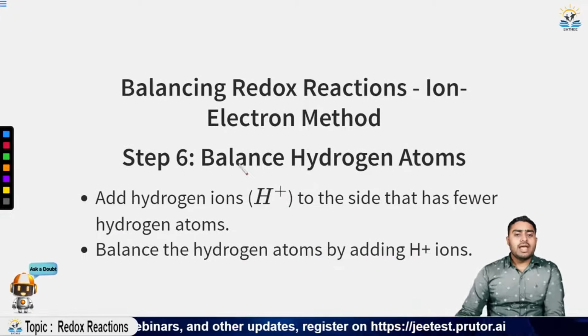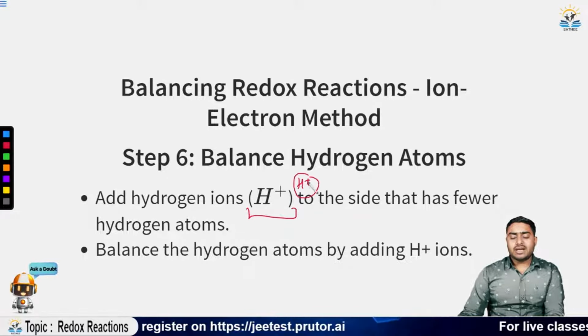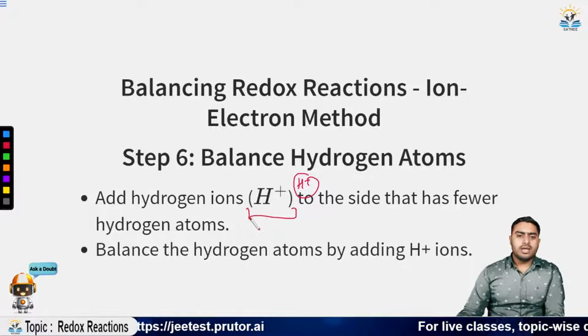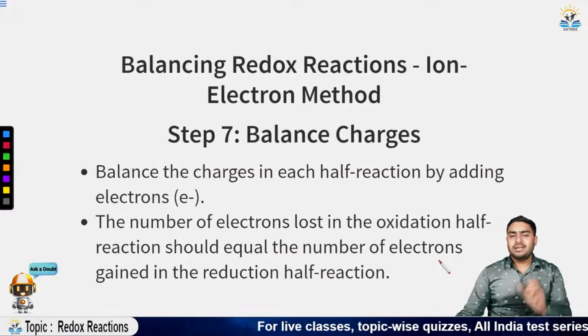Then add H+ ions, that means hydrogen ions, to the side that has fewer hydrogen atoms. Okay, and balance the hydrogen atoms by adding H+ ions. So you can see the steps.